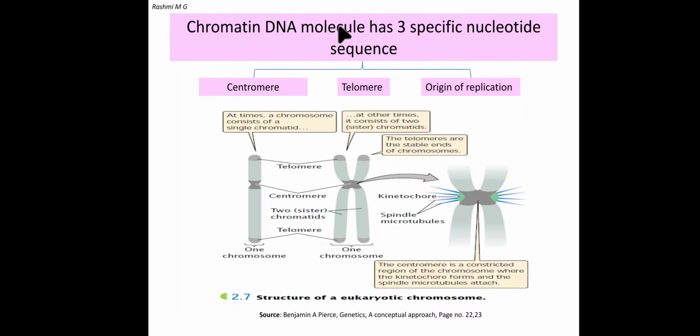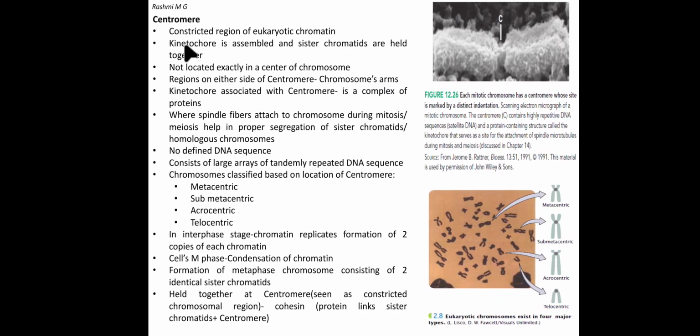We also discussed that the chromatin DNA molecule has three specific nucleotide sequences, that is centromere, telomere, and the origin of replication. Centromere is the constricted region of the eukaryotic chromosome, where the sister chromatids or the chromosome arms are attached, and there is a presence of kinetochore, which is a complex protein which during mitosis helps in segregation of sister chromatids by binding the spindle fiber to it.